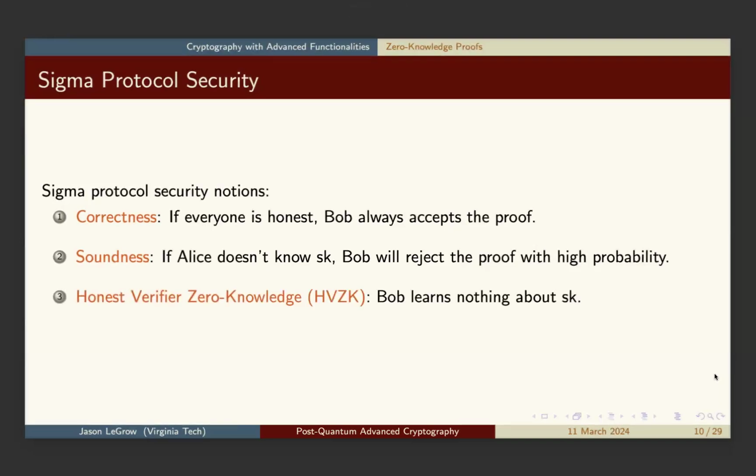And then the other way around, we want to protect honest Alice against curious Bob. So this honest verifier zero knowledge property says that if Bob behaves the way that he's supposed to, he still doesn't learn anything about the secret key. That's where the zero knowledge in the name zero knowledge protocol comes from. Bob doesn't learn anything about the secret.